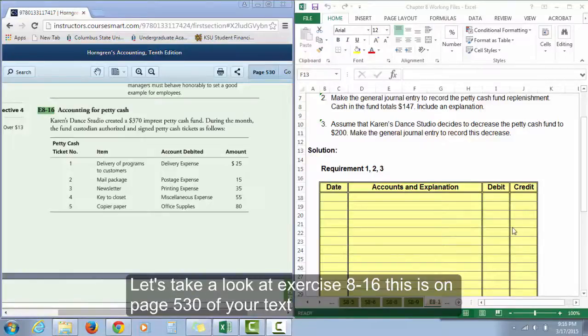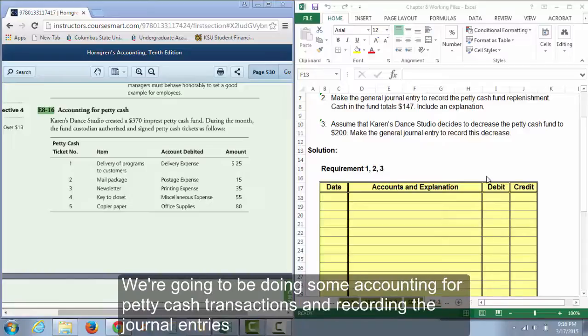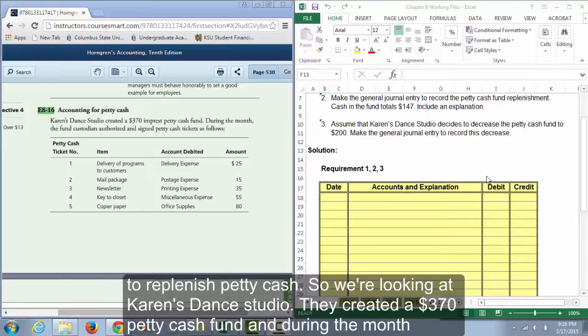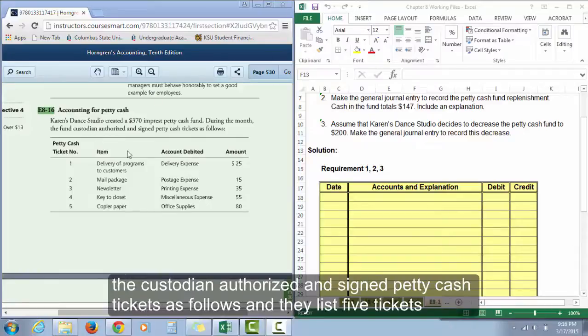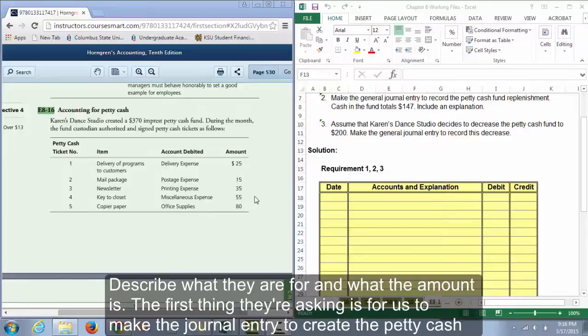Okay, let's take a look at exercise 8-16. This is on page 530 of your text. We're going to be doing some accounting for petty cash transactions and recording the journal entries to replenish petty cash. So we're looking at Karen's Dance Studio. They created a $370 petty cash fund, and during the month, the custodian authorized and signed petty cash tickets as follows. And they list 5 tickets, describe what they're for, and what the amount is.